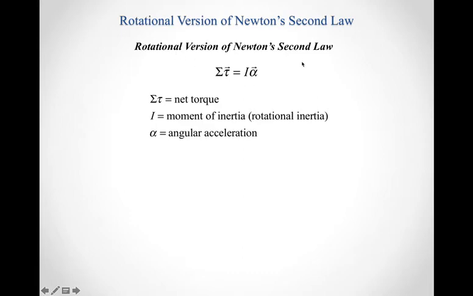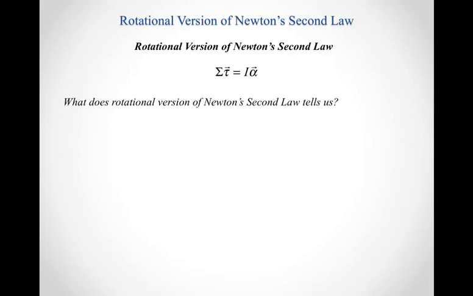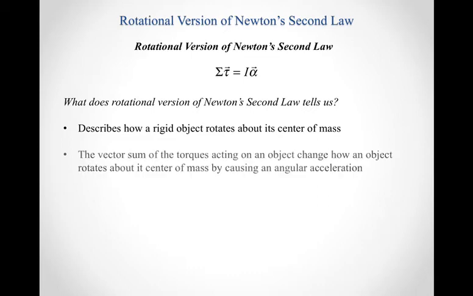So the rotational version of Newton's second law tells us that the net torque acting on our object about some pivot is equal to the moment of inertia of that object about some pivot point times the object's angular acceleration. So what does this rotational version of Newton's second law tell us? Well, it describes how a rigid object rotates about its center of mass. So if our F net equals ma described the center of mass motion, the net torque equals I alpha describes the rotational motion of the object.